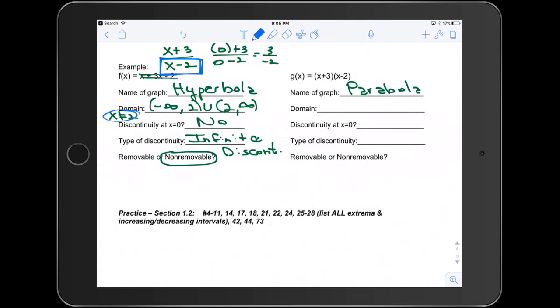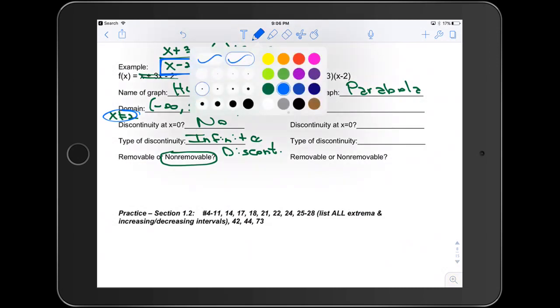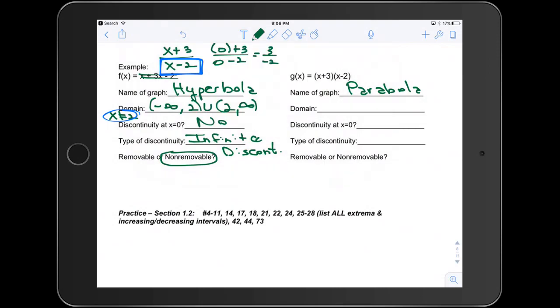So just kind of, again, tying into last year's advanced algebra course that you had, and also early in this note guide. Okay, the domain for any parabola is all real numbers, so we're going to go negative infinity to infinity. Discontinuity at 0, well, you can put 0 in, and you get a number back, so that is going to be a big fat no. Type of discontinuity, it's a parabola. Everything's defined. There's no issues with domain, so it's continuous. And is it removable? Well, this is not applicable, so that doesn't make sense.